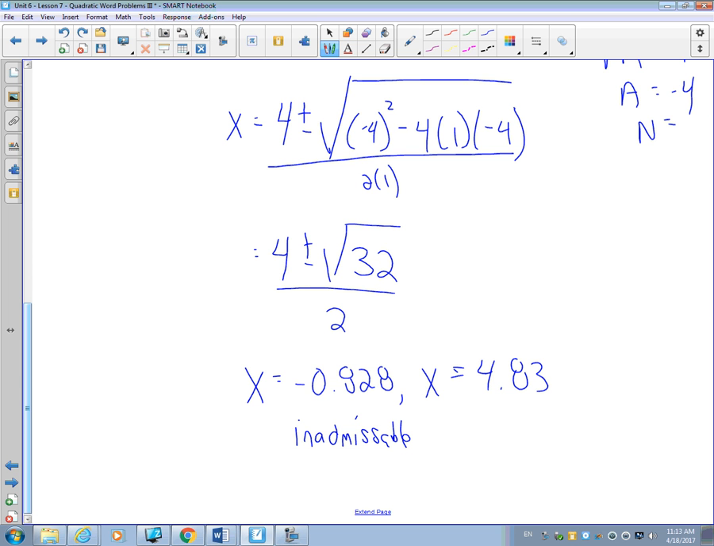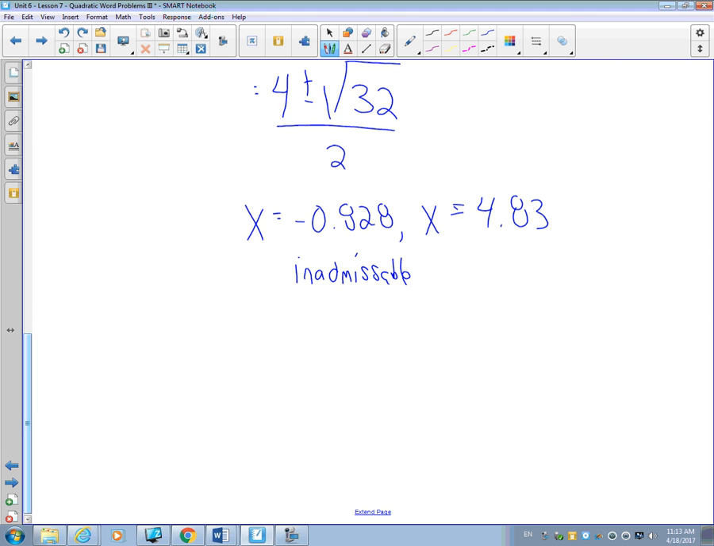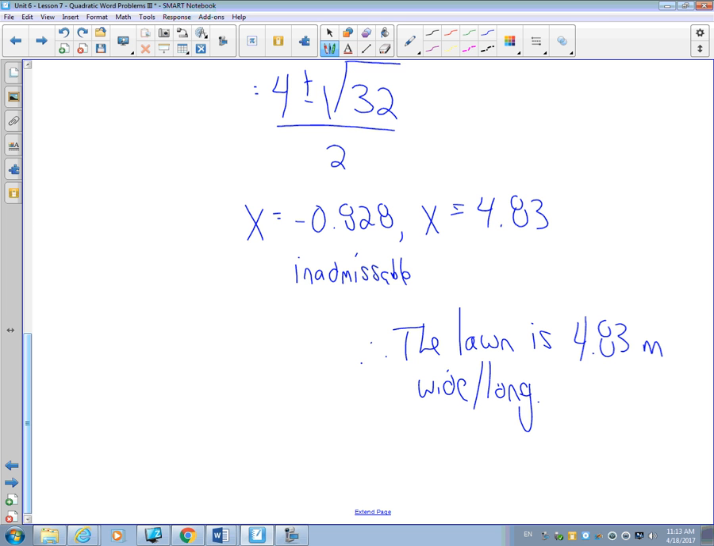4.83, 4.828 actually. Well, there's my answer. The lawn is 4.83 meters wide and long. It's a square, right? So it's both.